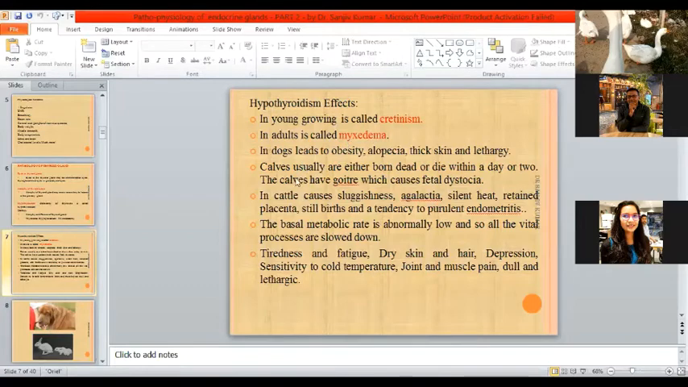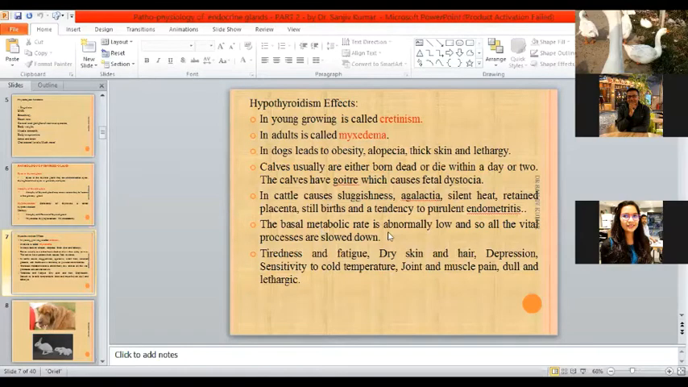In some animals, particularly in dogs, it leads to obesity, loss of hair, skin becomes very thick, and the animals appear dull and depressed. In calves, abortion can be seen, or in cattle, sluggishness, less production of milk, silent heat, and other reproductive disorders can be due to less secretion of thyroxine.